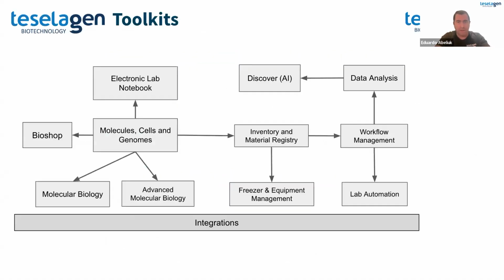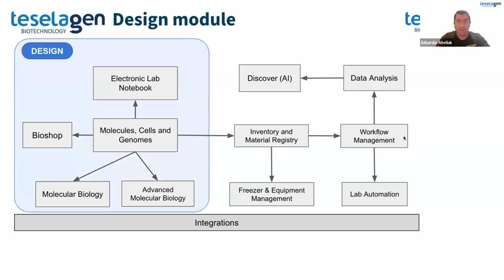Our platform is divided into a number of toolkits that you see on the screen, that are unified under a common user interface. Some of these toolkits, now highlighted in blue, fall under our so-called design tools, and are useful for things like planning your experimental designs and tracking basic experiments through our electronic lab notebook.